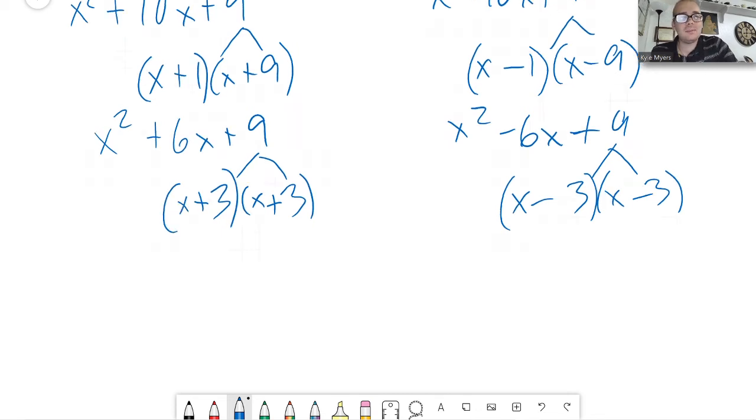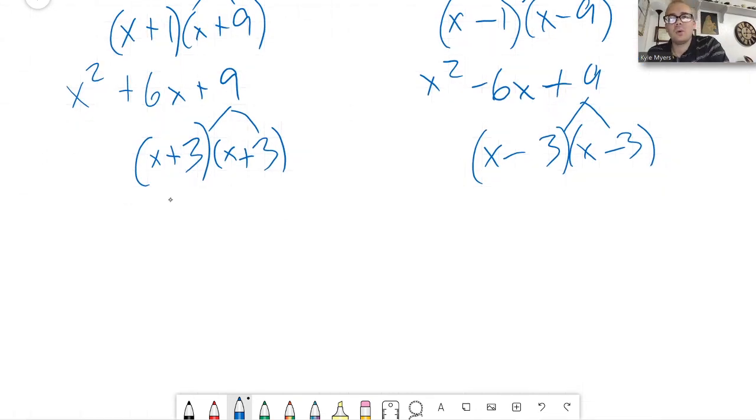Since they are the same exact thing in parentheses, we can write them as the quantity squared. X plus 3 quantity squared. X minus 3 quantity squared.